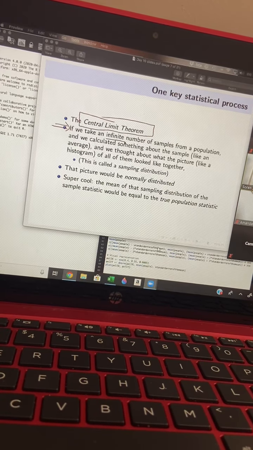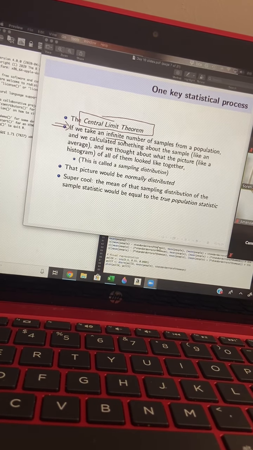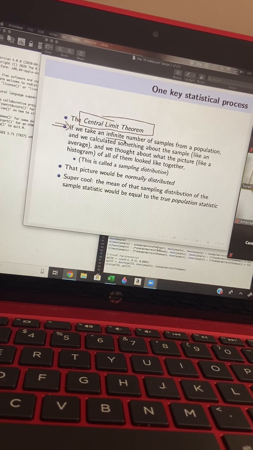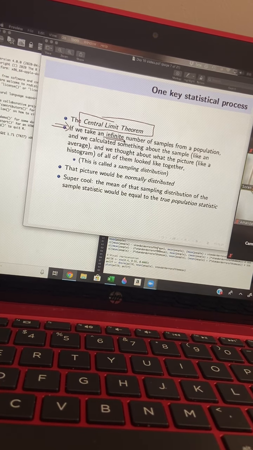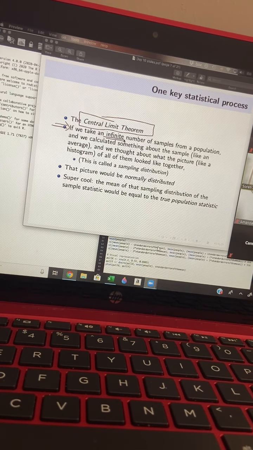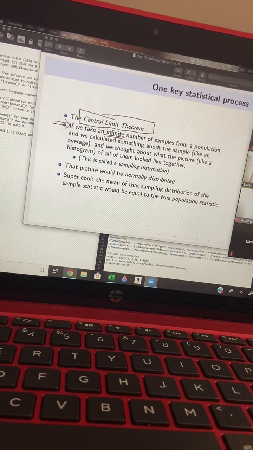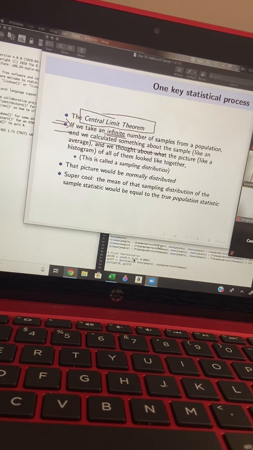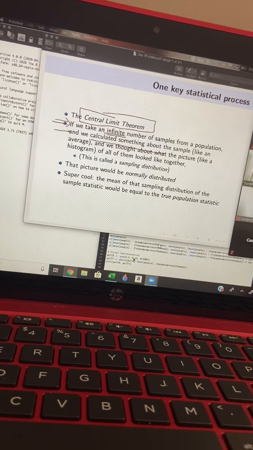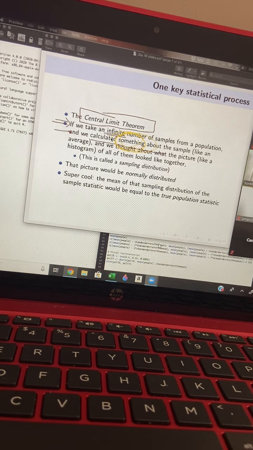If I imagined taking an infinite number of samples from a population, and each time I did that, I calculated something about the sample. And this is actually going to change as we evolve through the course, what the something is. We're going to talk about it as taking an average today to just illustrate the point. But later on in the semester, we're going to talk about doing some other statistics. But if I calculate anything about that sample, and I take an infinite number of samples, what will end up happening?